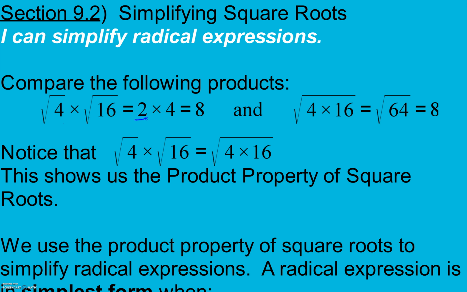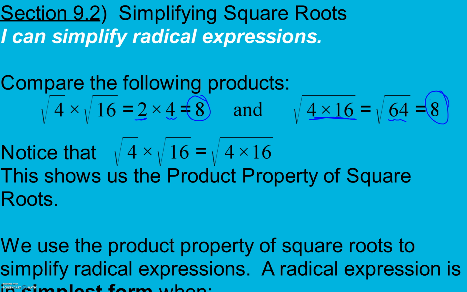The square root of 4 is 2. The square root of 16 is 4. And when we multiply those together, we get 8. Now, if we'd have taken 4 times 16 first, we'd have gotten 64. And then taken the square root, we still would have gotten 8.